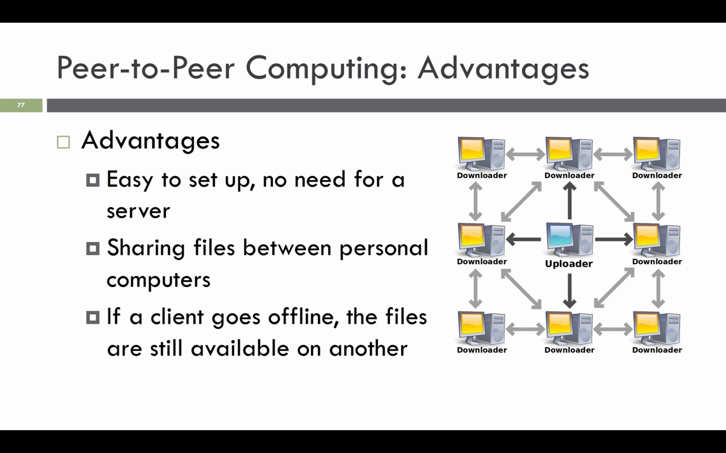Aside from the risk, there are advantages of using peer-to-peer. It's easy to set up since there is no need for a server and allows for sharing of files between personal computers, which is how Windows file sharing works. A user can browse the list of computers on the network and then connect to a computer that has the shared resources. The user can then access the data. Unlike a server where there is only one copy of the file, different machines might have a copy of the same file. If one client goes offline, then users can still find the file.